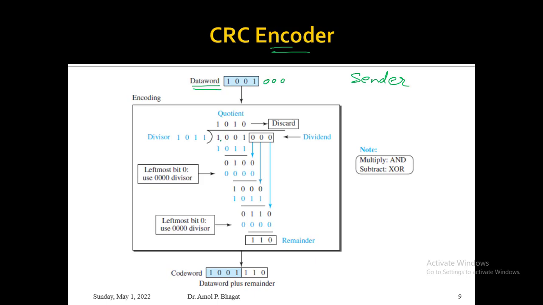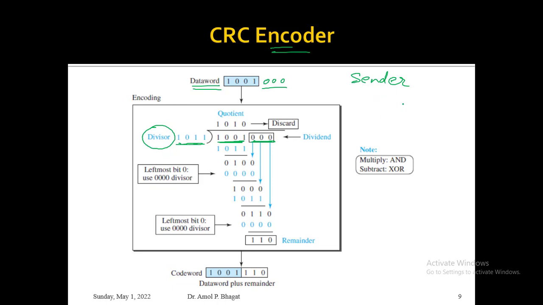So here you can see that the same data word is there, 1001, and 000 are appended to this data word, right? Now I will be selecting one divisor. That divisor will be shared to sender as well as receiver. So here divisor is selected as 1011, correct? So how is this divisor selected?